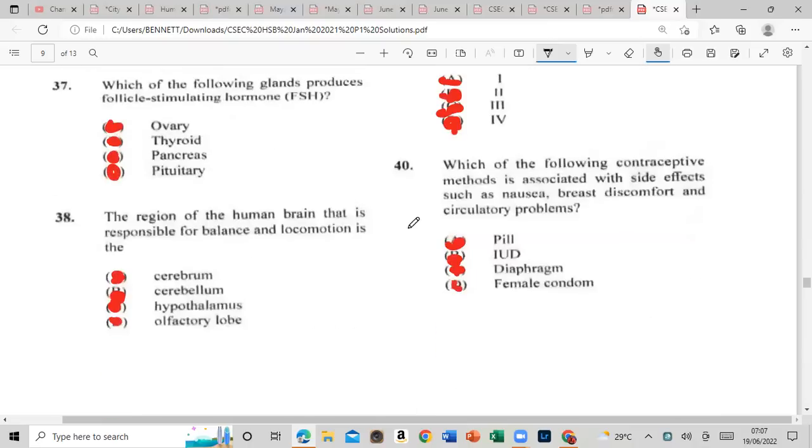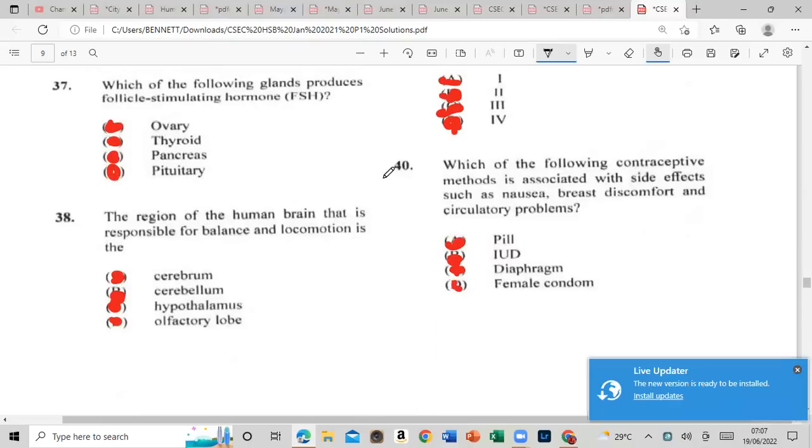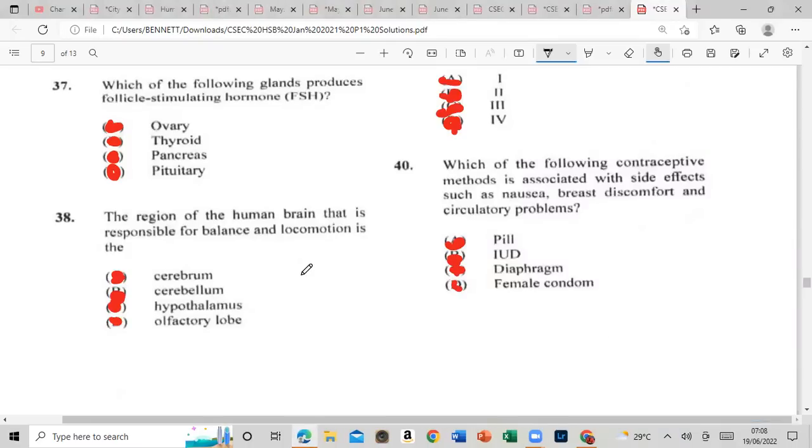37. Which of the following glands produce follicle stimulating hormone, or the FSH? Guys, this is supposed to test your speed, all right? Which of the following glands produce follicle stimulating hormone, or the FSH? Is it the ovary, thyroid, the pancreas, or the pituitary? And that's the pituitary.